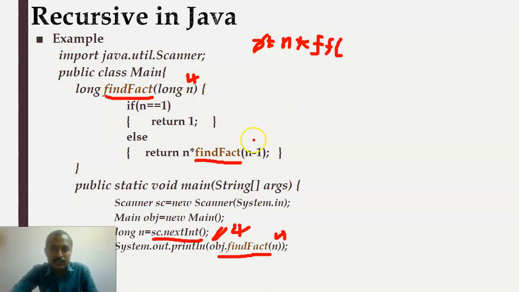Currently n is 4. 4 minus 1 is 3. So now I want to return n star findFact of 3. If you know the value of findFact of 3, then only can we return the statement. So once again we are calling the same function, findFact, with value 3.